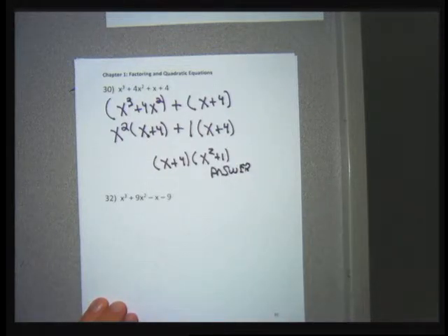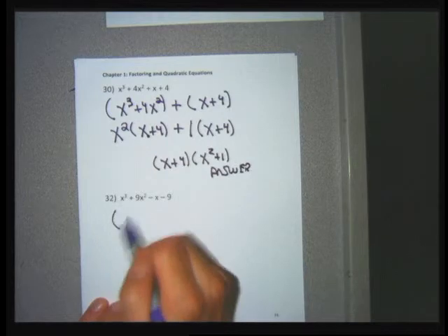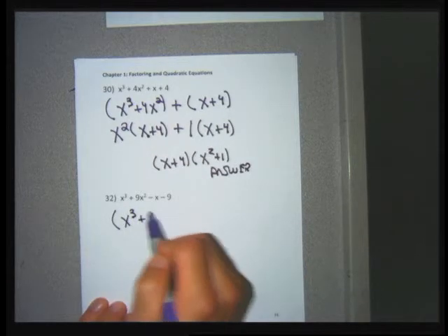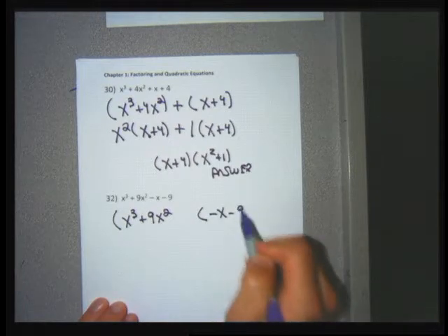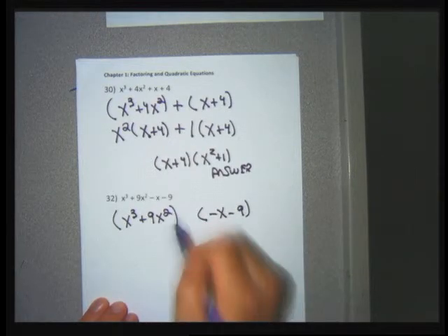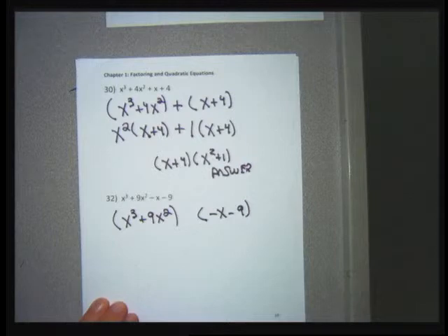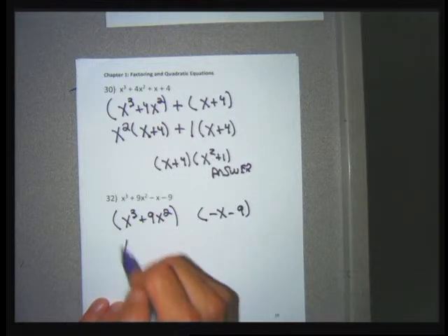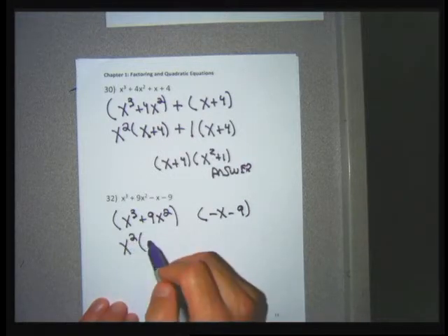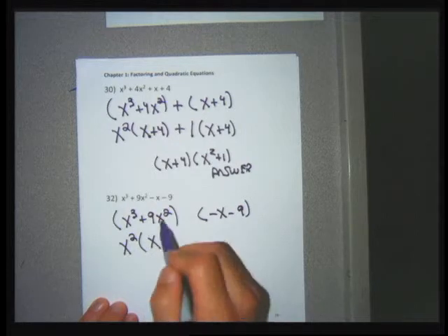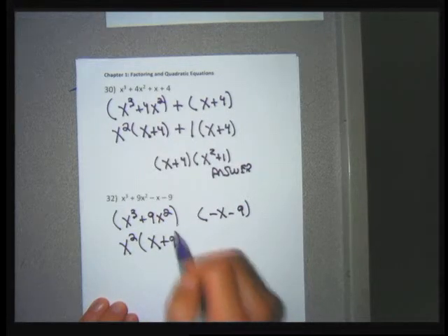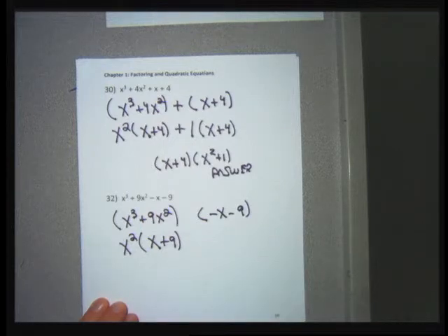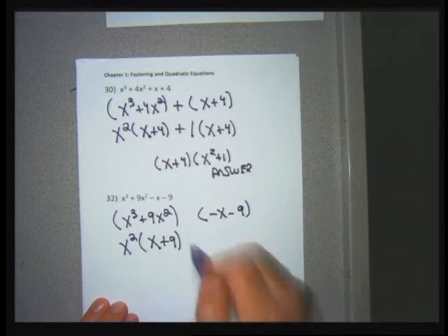I get back to the minuses. First parentheses, x cubed plus 9x squared. Second parentheses, stick that minus in the parentheses. First parentheses has a common factor of x squared. When I take 2 x's away from the 3x, I'm left with 1x. When I take 2 x's away from the 9x squared, the x squared is gone, I'm left with a plus 9. There isn't a common factor in the second parentheses, but I can factor out a negative 1.